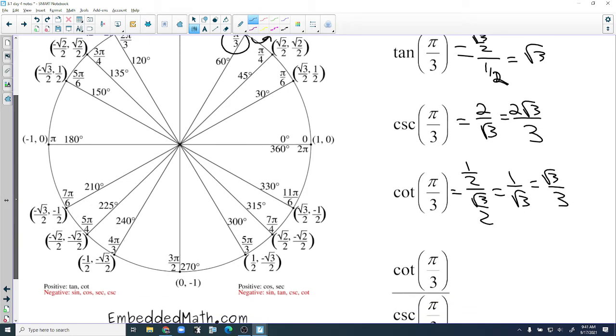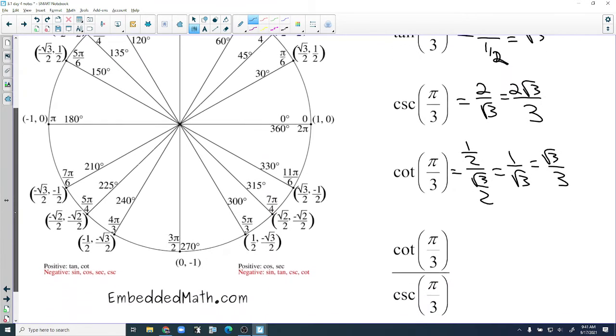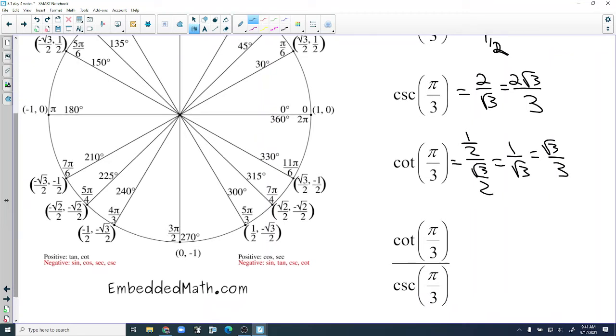So what would cotangent over cosecant be? Now I wouldn't use the rationalized part. I would do 1 over square root of 3 over 2 over square root of 3. That'd be 1/2, because the square root of 3's would cancel. So you might be asked to do that, because if you have the derivative of y over x, it ends up being cotangent over cosecant, and you have to evaluate this. At least we've seen it once.